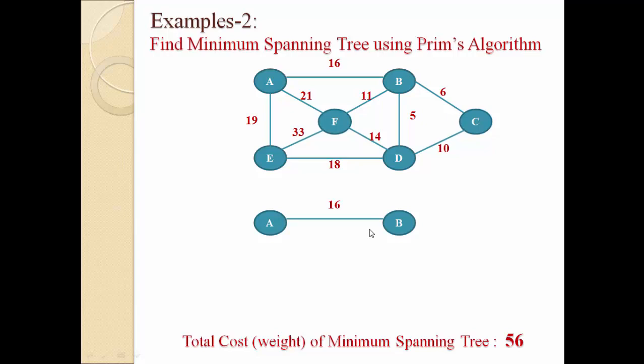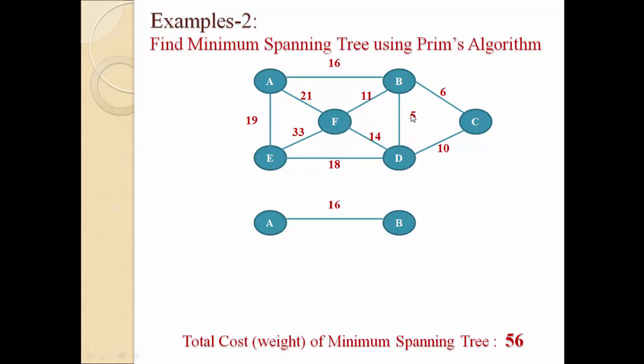Find out the next node which has a minimum cost. So we have different choices, like A to E we can connect and the cost is 19. A to F we can connect, which has a cost 21. B to F we can connect, cost 11. B to D we can connect, cost 5. B to C we can connect, cost 6. So these all are the different options. Among that we have to identify the best one. So the costs are 19, then 21, 11, 5 and 6.